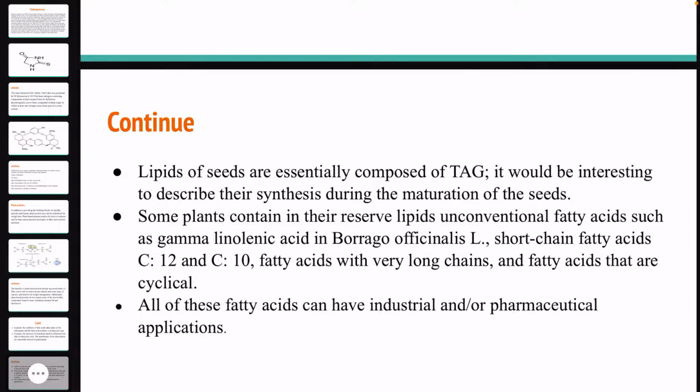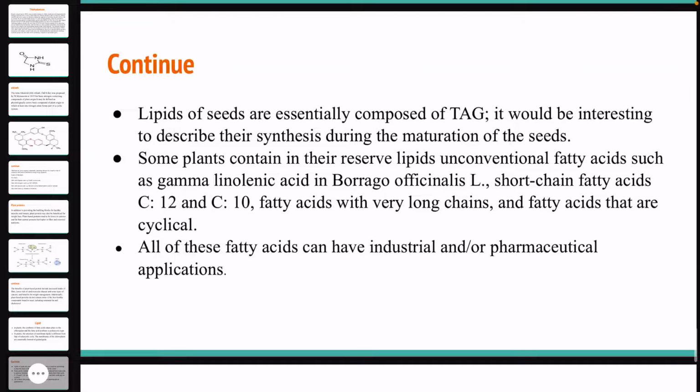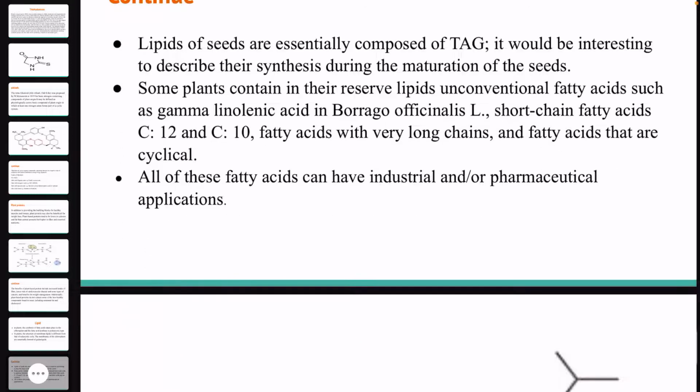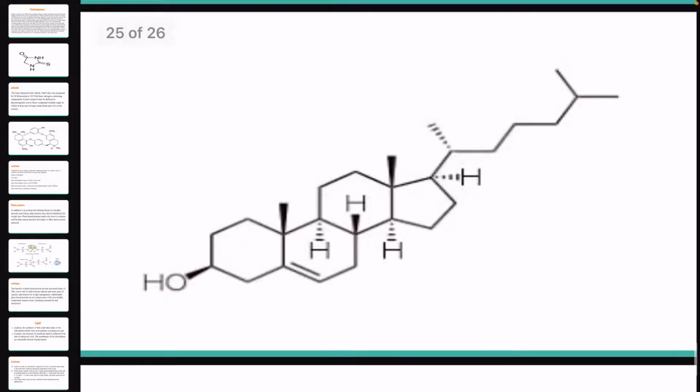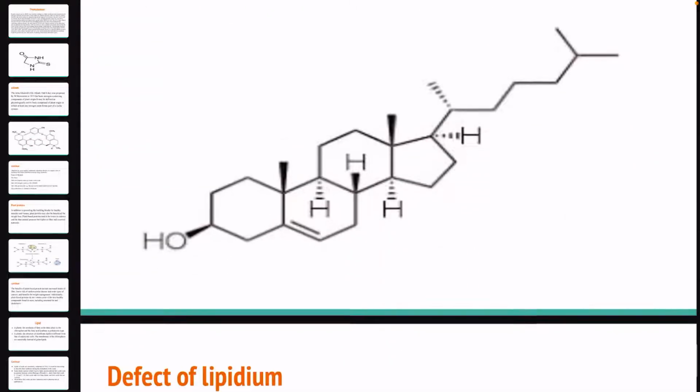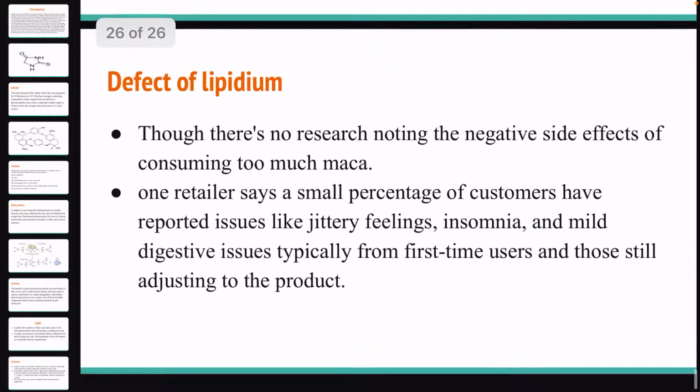Some plants contain in their reserve lipid unconventional fatty acids, such as gamma-linolenic acid in Borago officinalis L., short-chain fatty acids C12 and C10, fatty acids with very long chains, and fatty acids that are cyclical. All of these fatty acids can have industrial or pharmaceutical applications. Here is the structure of that plant lipid, as you can see.